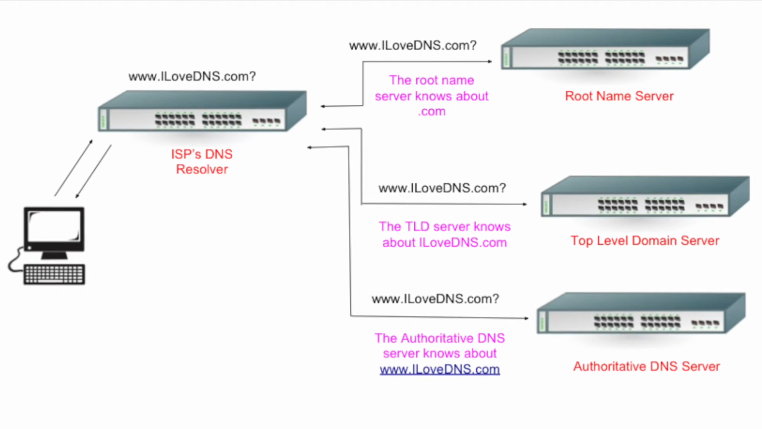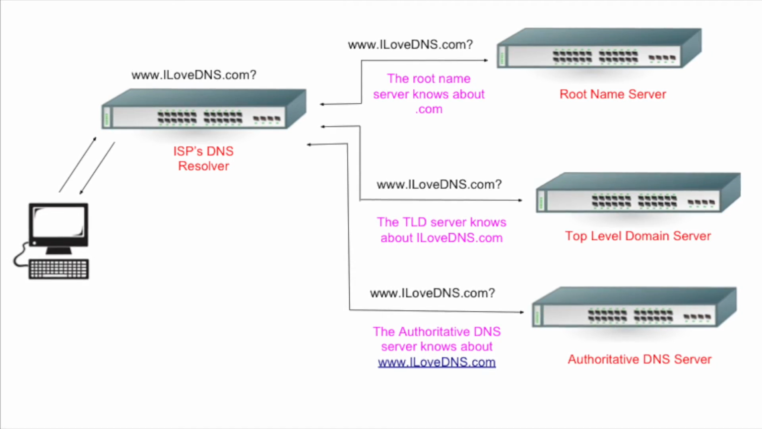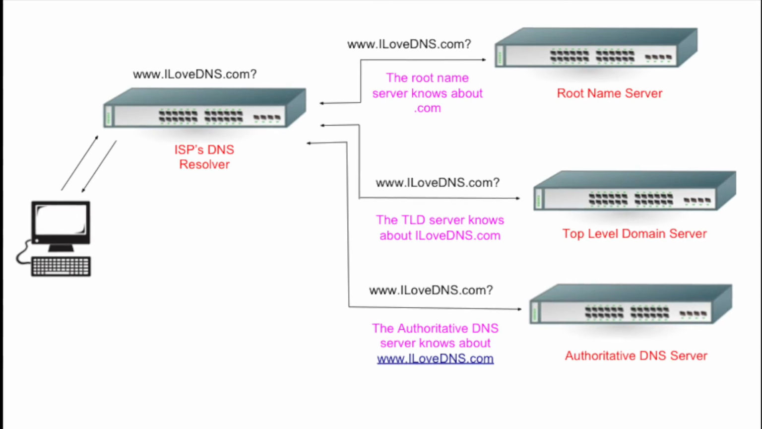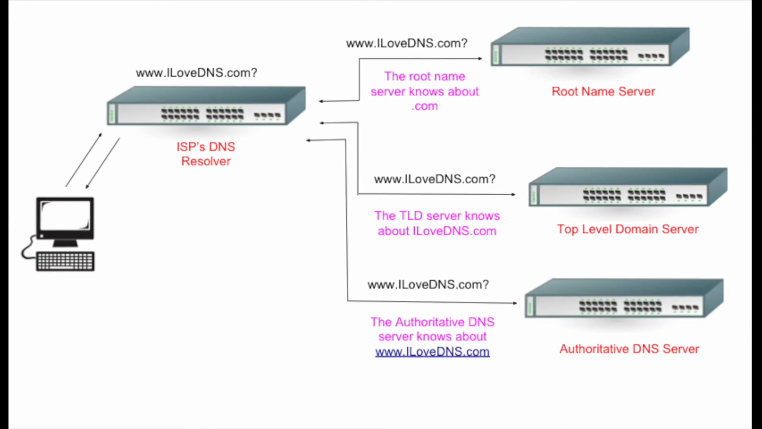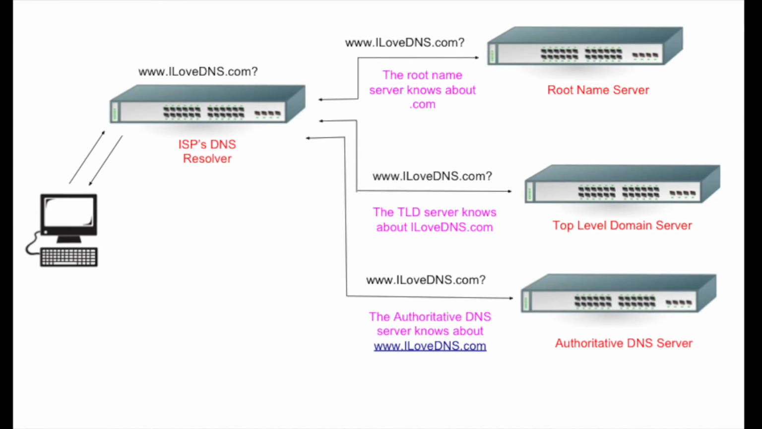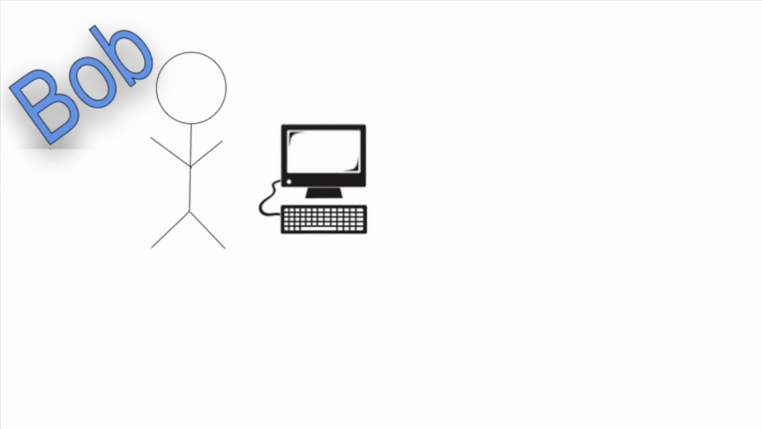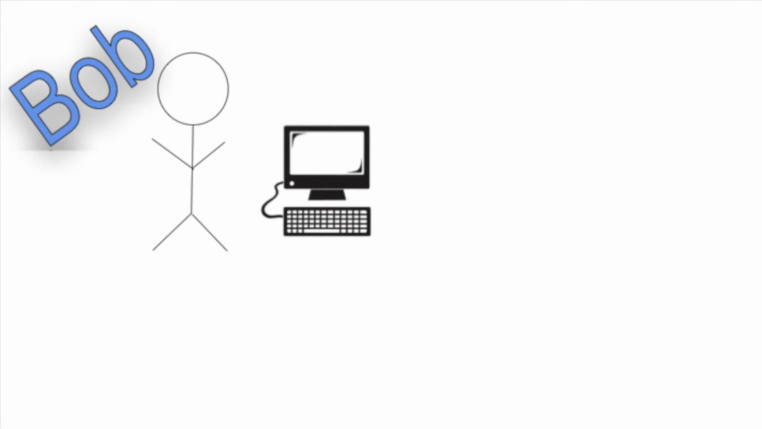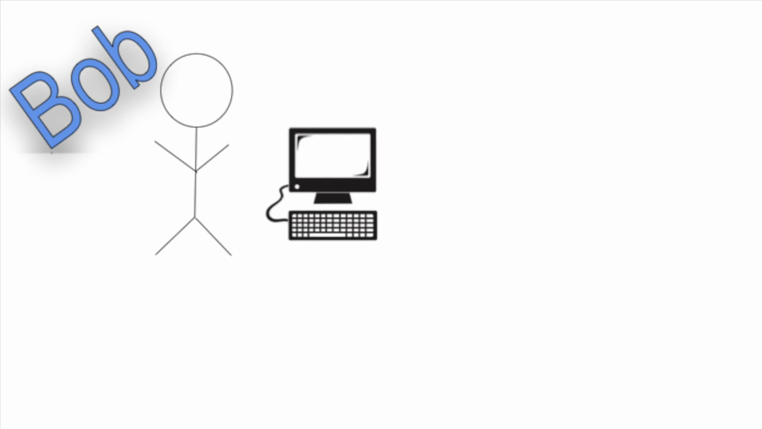The resolving name server then takes the information from the authoritative name server, stores it in its cache, and gives a response to the operating system. The operating system then returns this information to the browser. The browser finally navigates to the correct IP address. The end result, Bob is able to reach www.ilovedns.com successfully.